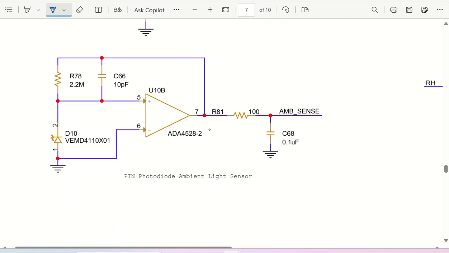Coming back to one of the photodiodes, it has been used for an ambient light sensor. So once this light sensor receives light, it is going to get filtered, and this is going to go to your ambient sensor ADC. This is how the ambient light sensor can also be measured, like how much ambient light is there in your environment.